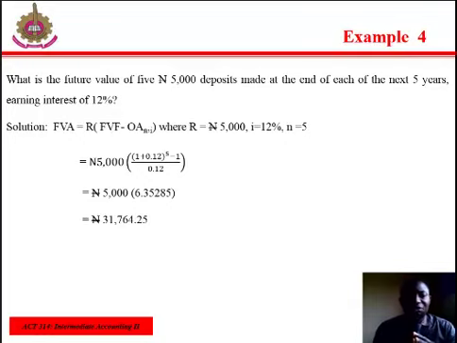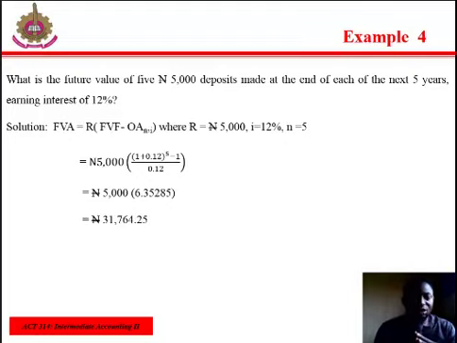Example 4. What is the future value of a 5,000 naira deposit made at the end of each of the next 5 years, at an interest rate of 12%? It has been calculated in the slide above. What you just need to do is use the table to solve it, when n is equal to 5 and i is equal to 12%. Then trace it on the table below. We have 6.35285.